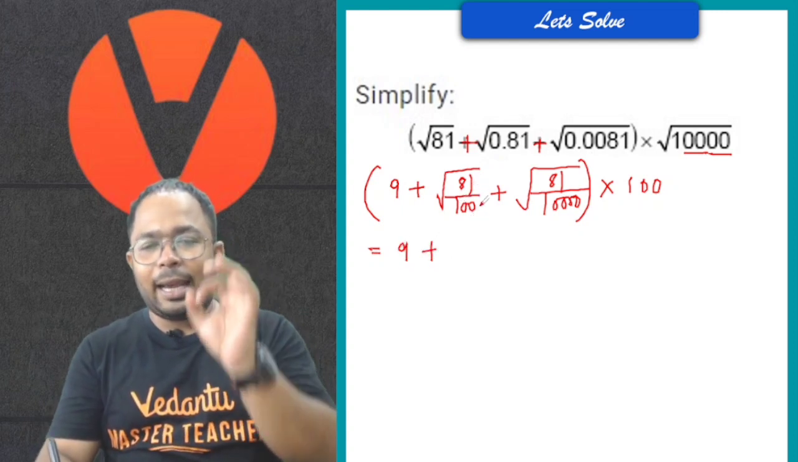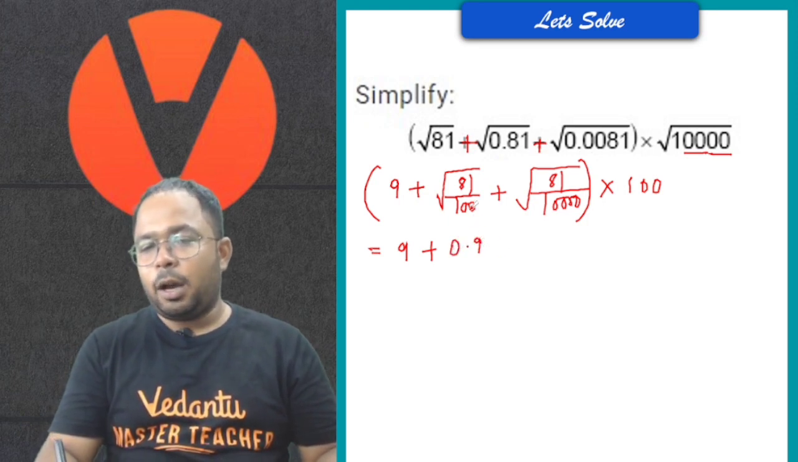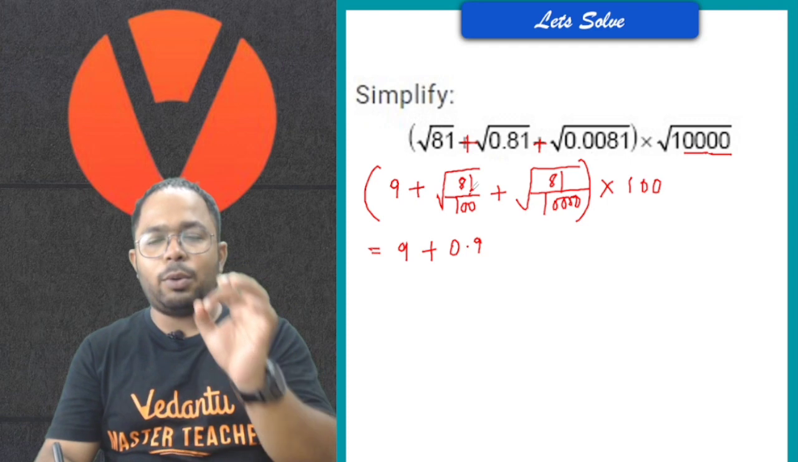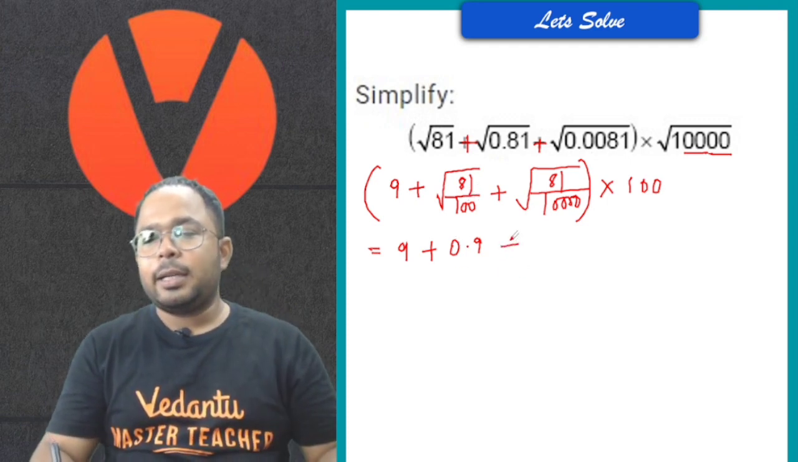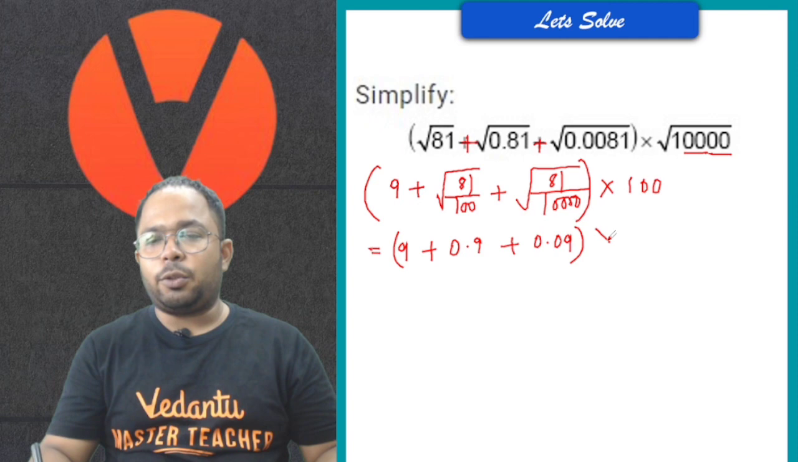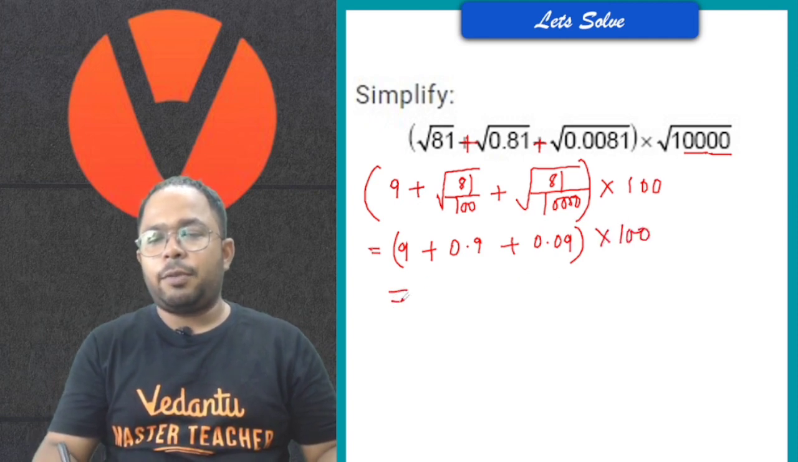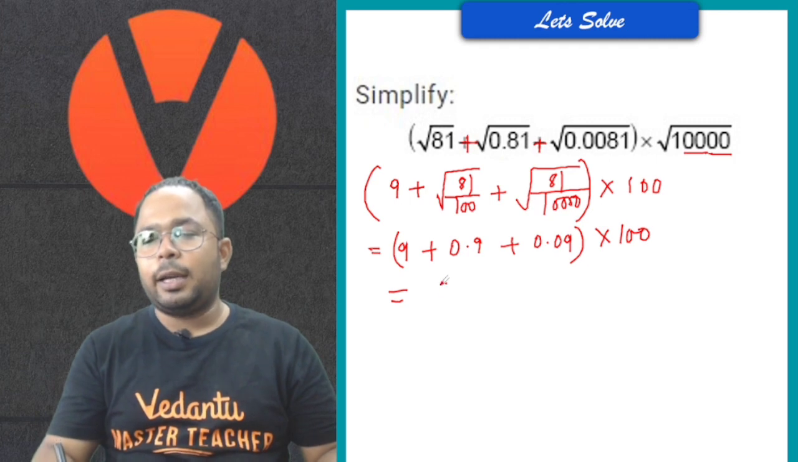81 is 9. 9 by 10 gives you 0.9. How are we getting this? 81 square root is 9, 100 square root is 10, so 9 by 10 is 0.9. Similarly 81 by 10,000 gives you 0.09 into 100. So if you add it up, 9 plus 0.9 is 9.9, plus 0.09 gives you 9.99 into 100.